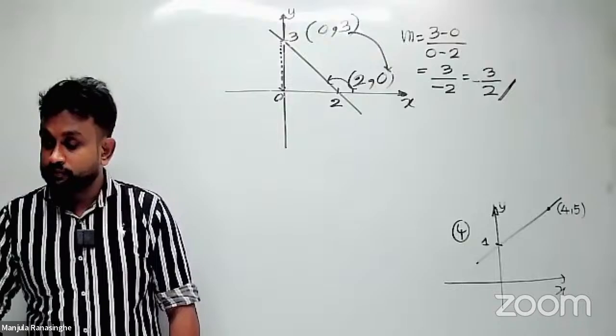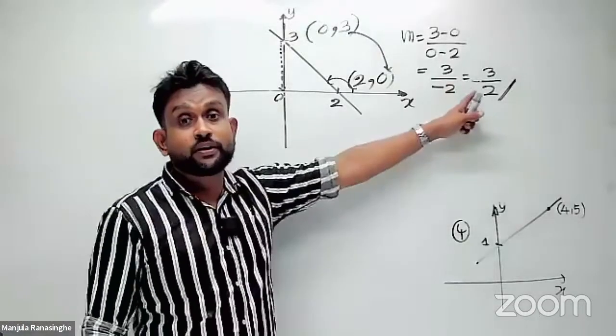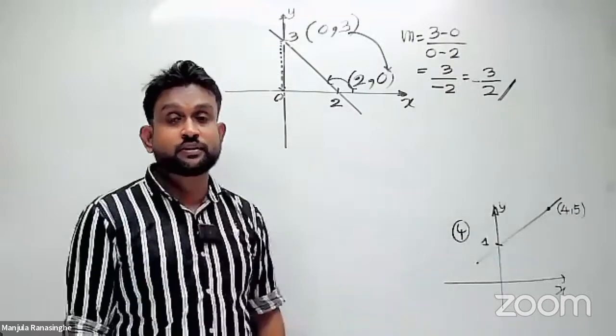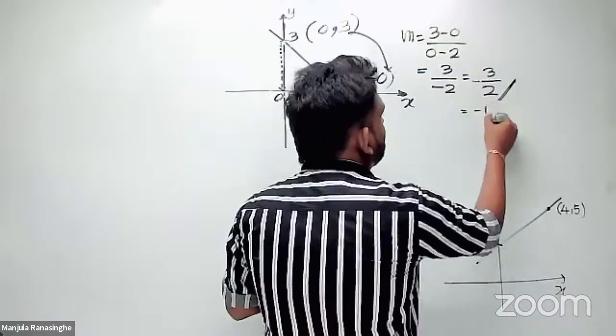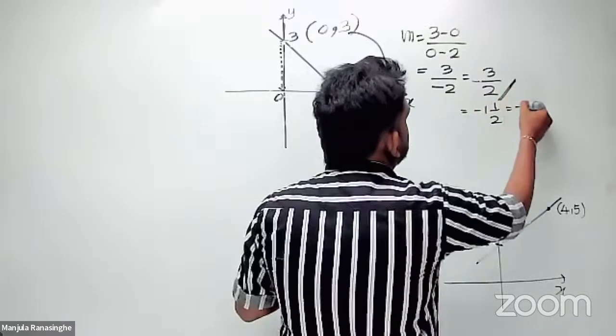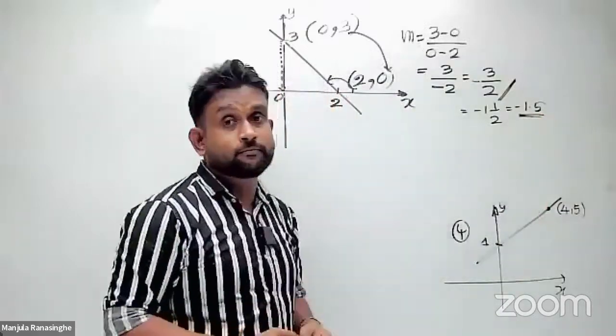Sir, can't we simplify the answer? Yes, you can. You can make as an improper, sorry, mixed number. This is improper fractions. You can write as minus 1 and 1 over 2, or you can write as a decimal, minus 1.5.